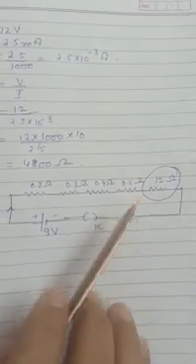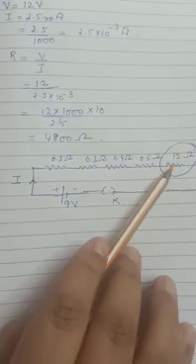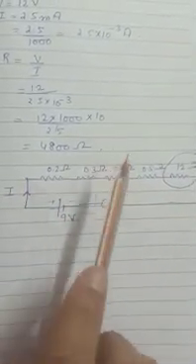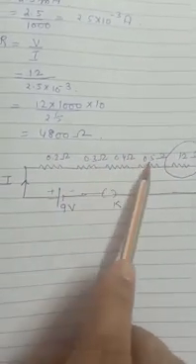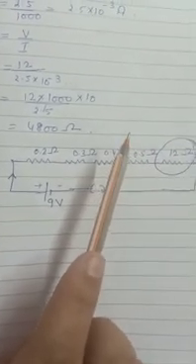Students, when we have to calculate the current through the 12 ohm resistor, we have to first calculate the equivalent resistance of the combination. Why? Because in series combination, the current through each resistor is the same and is equal to the total current flowing in the circuit.